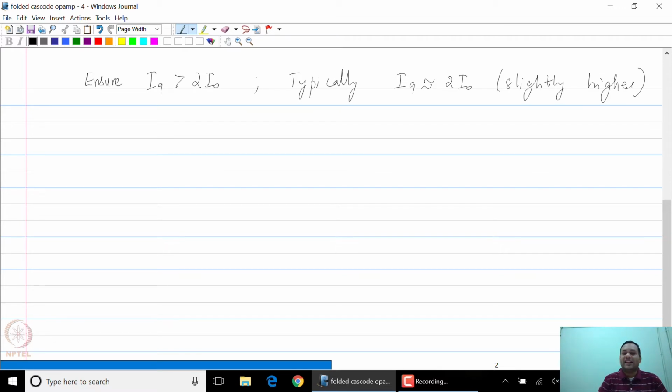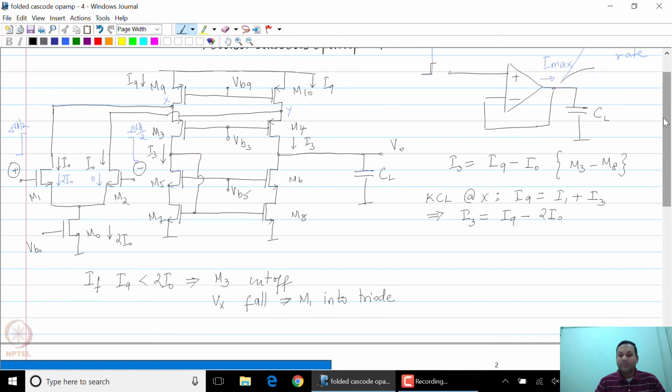So you have to ensure I9 greater than 2I0, but you can just make it slightly higher than 2I0, so that no transistor leaves the saturation region. So this is something to be ensured. If this happens, then you will have to find out what the total current through the output node is.